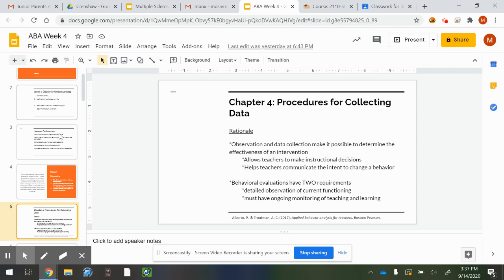Second, they must have ongoing monitoring of teaching and learning. So we have to provide progress monitoring to show their progress along the way, and we have to be able to show and prove what skills we are teaching them, what alternative behaviors we're putting in place for them rather than the behaviors of concern, how we're reinforcing that. All of those pieces of behavior we need to be able to show and monitor. When we get to the behavior intervention plan in the second part of the semester, we will focus more on this piece of it.